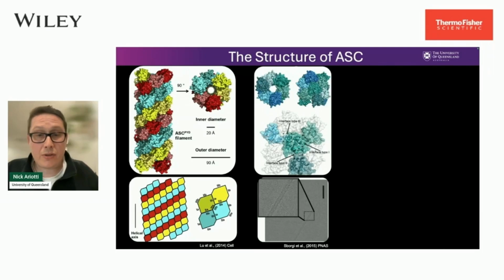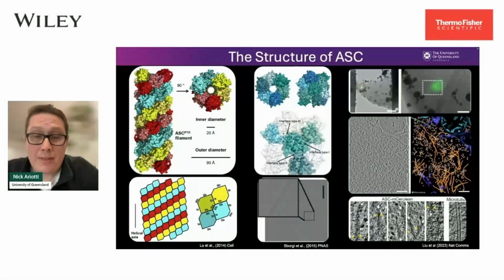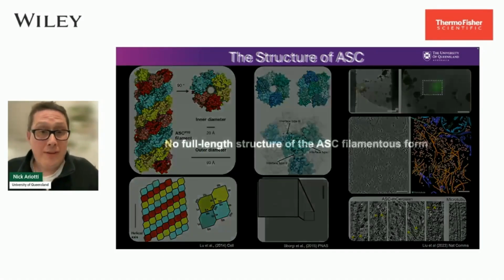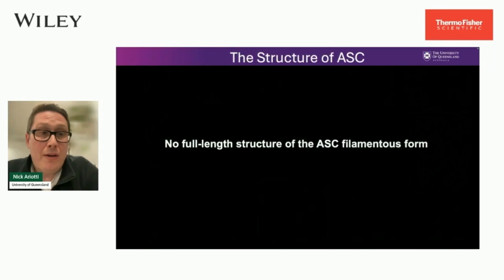This was validated just a year later by Sborgi et al. But critically, the structure of the full-length ASC protein, that is the N-terminal pyrin domain, the linker, and the C-terminal CARD, hasn't been able to be solved in vitro. More recently, Jan Löwe's group at the LMB demonstrated that they could resolve ASC filaments within the cytoplasm of bone marrow-derived macrophages from mice in situ, but they couldn't generate a high-resolution reconstruction of these filaments. All of this comes together to say, so far we have no full-length structure of ASC in its filamentous forms.